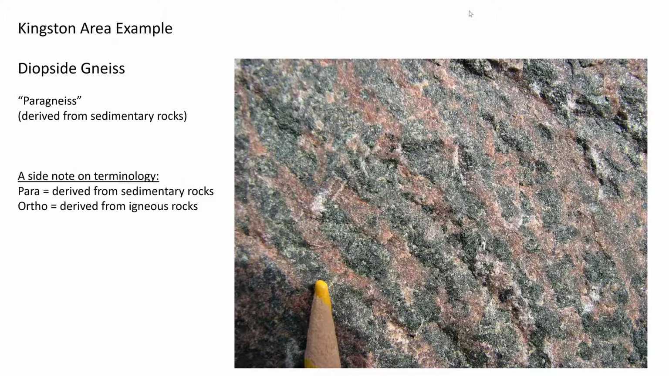sedimentary protolith rocks. A quick side note on terminology. Para, such as paragneiss, means it was derived from sedimentary rocks. You can also have an orthogneiss, where ortho means the rock was derived from igneous rocks.